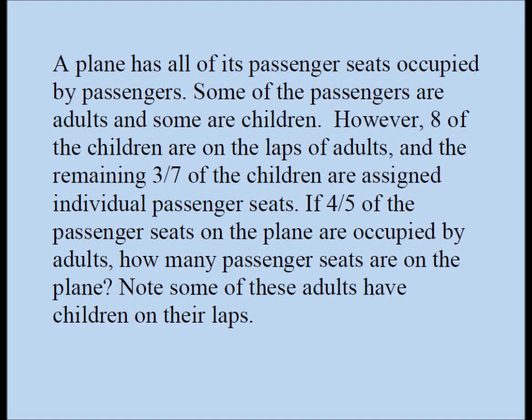A plane has all of its passenger seats occupied by passengers. Some of the passengers are adults and some are children. However, 8 of the children are on the laps of adults and the remaining 3/7 of the children are assigned individual passenger seats. If 4/5 of the passenger seats on the plane are occupied by adults, how many passenger seats are on the plane? Note, some of these adults have children on their laps.